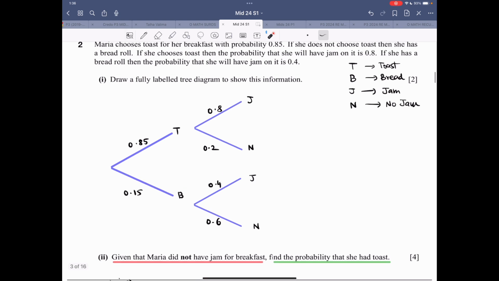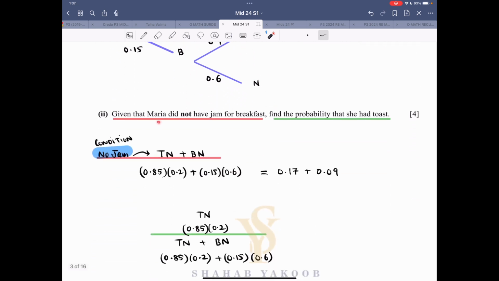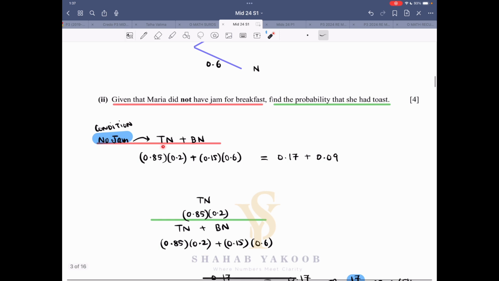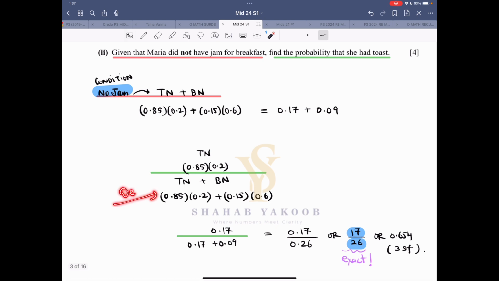The first 2 marks are for drawing this tree diagram. So basically 1 mark for this and 1 mark for these things. Given that Maria did not have jam for breakfast, that means our condition is toast, no jam, and bread, no jam. Toast, no jam, so 0.85 times 0.2. Bread, no jam, 0.15 times 0.6. That is these 2 things. And then this is the condition. The condition goes down in the denominator.